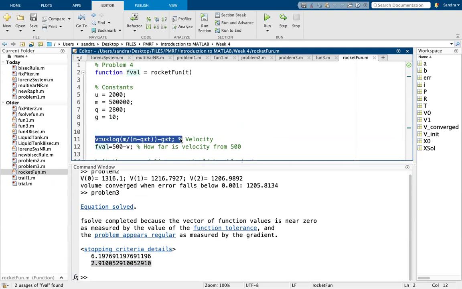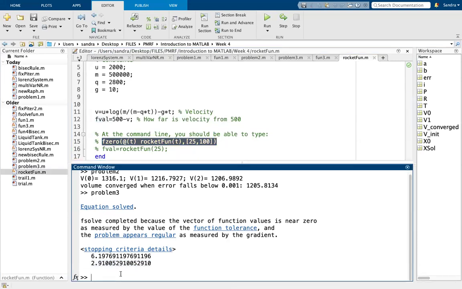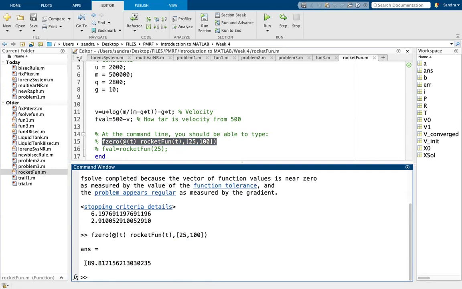That will be the output of this rocket function. Not this function alone, you have to subtract 500. Now what I do is, 25 to 100 is the syntax that has been given to me. The solution that I get is 89.8121.